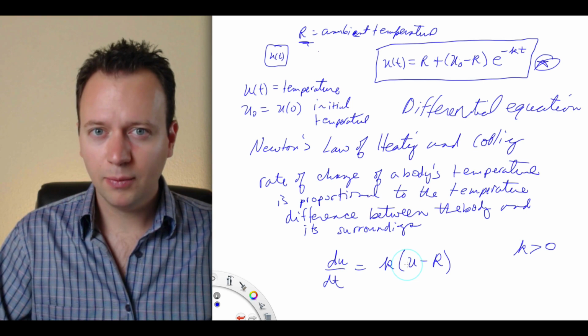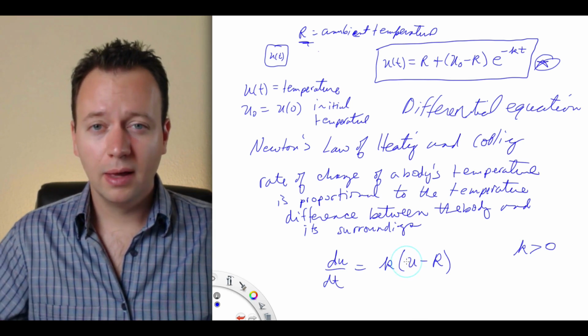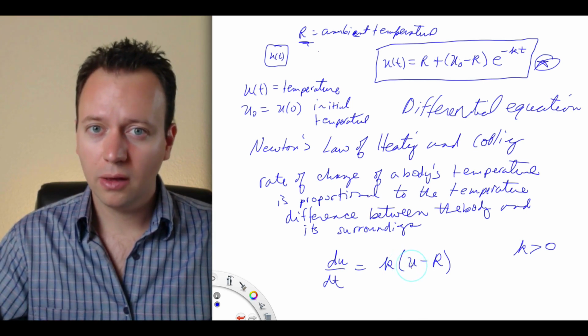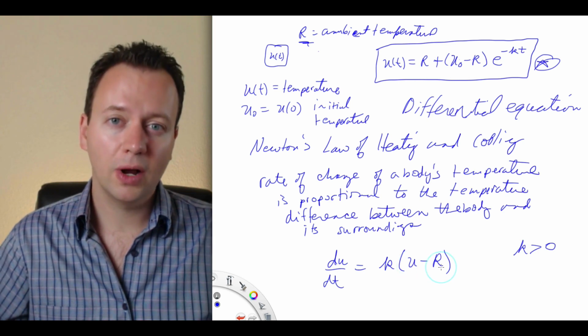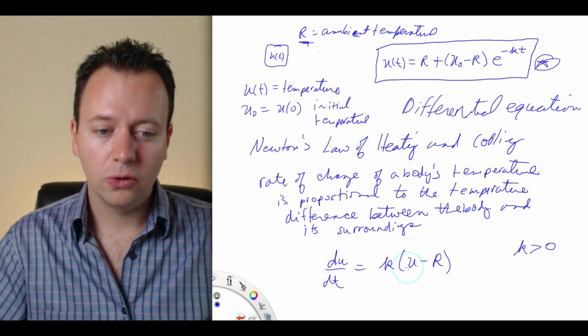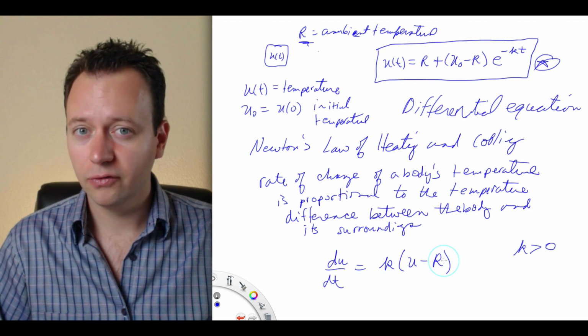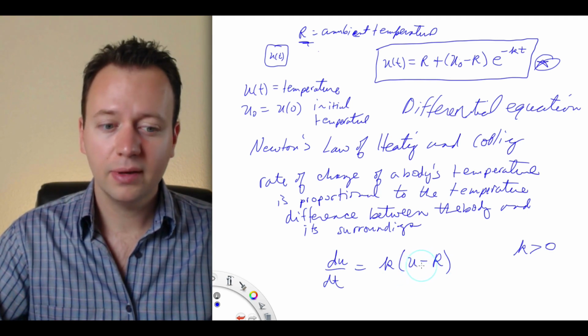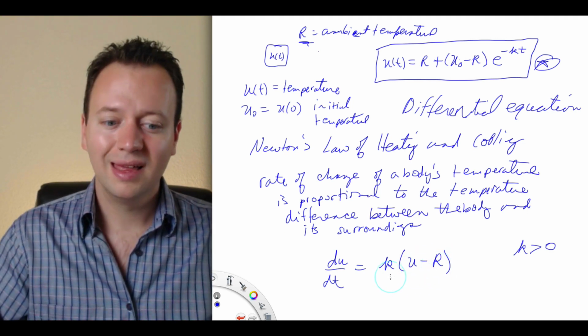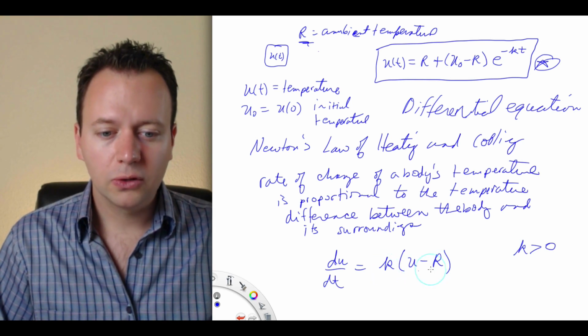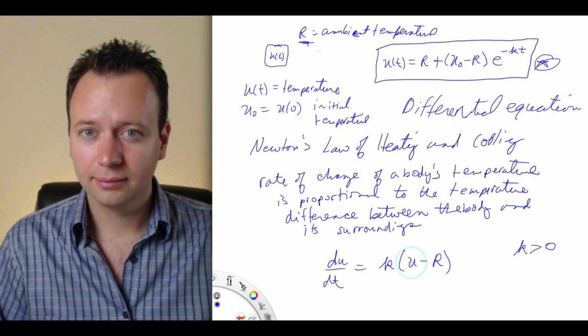If you have a hot cup of coffee in a cold room, the temperature of the coffee, the value of u, is going to be much greater than the temperature of the room. So u minus r will be positive. A 180 degree cup of coffee minus a 70 degree room gives you a positive number. So the right hand side would be positive.